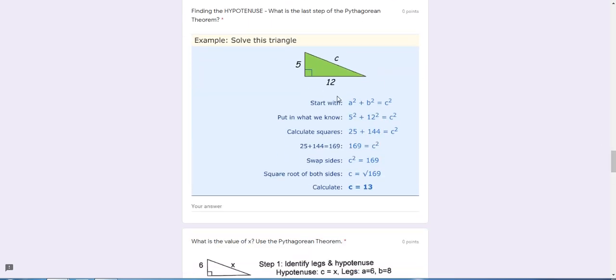Going through, here it is, a squared, which was 5. This is our length over here. So our length is 5, and our other length is 12, because the hypotenuse is across from the right angle. So that's c. 5 squared is 5 times 5, which is 25, and 12 squared is 144, because 12 times 12 is 144. Add those two together, you get 169. The square root of 169 is 13.